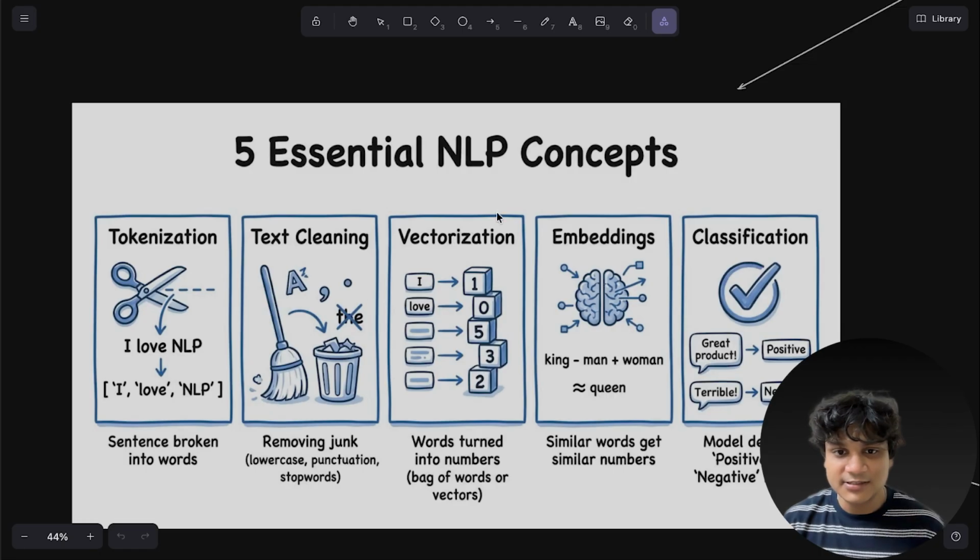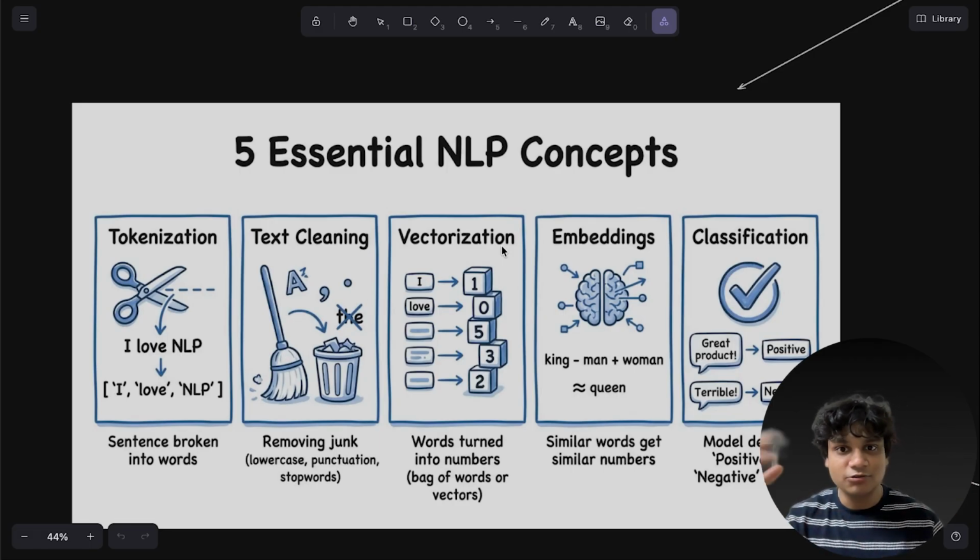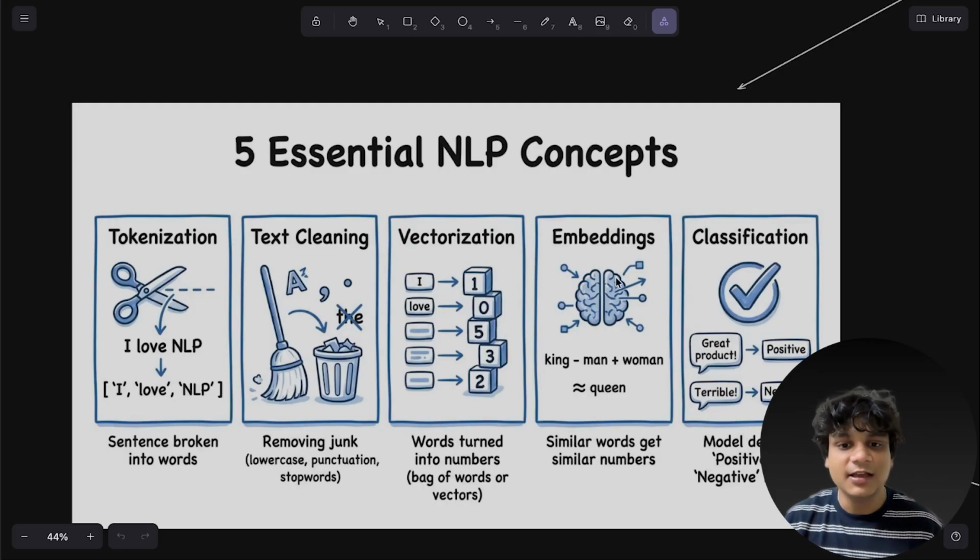Then what is vectorization? Vectorization is like in a convolutional neural network, where before feeding it into the neural network, you need to convert your image into a set of numbers, because a machine can only understand numbers. Similarly, in NLP, whatever your words are, with the help of the concept of vectorization, all these things will be converted into a set of vectors, or a set of numbers, or a set of embeddings, so that your machine will be able to understand the context.